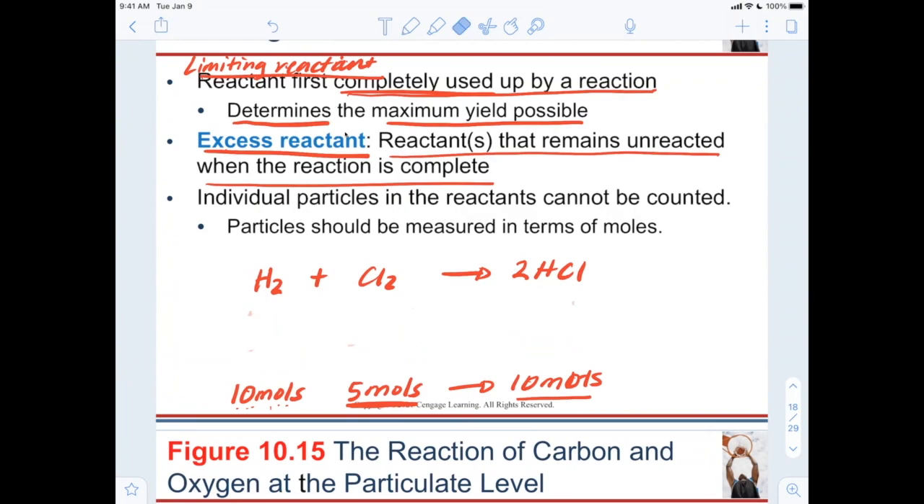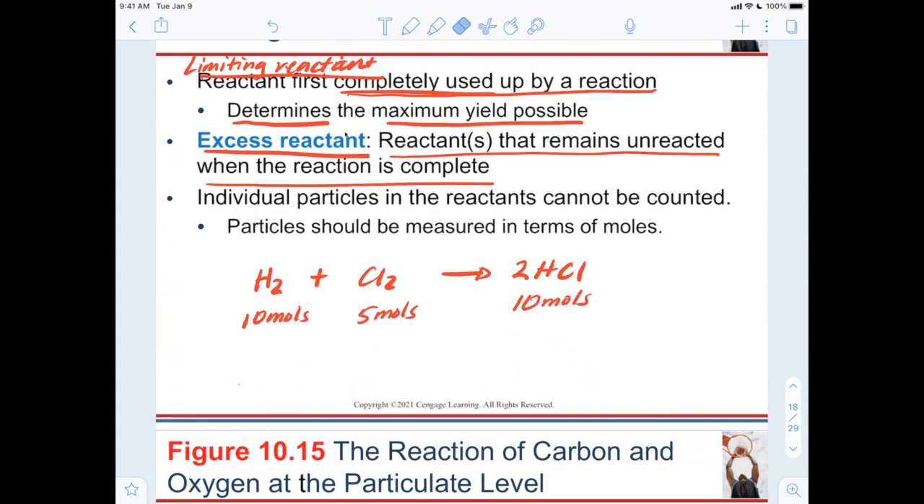So let me go ahead and show you how this works. I think one of the questions you guys had is similar to this. You have 10 moles here. You have 5 moles here. And then here we have 10 moles. Okay, so this is a scenario where I deliberately picked uneven amounts, non-stoichiometric amounts. This is our initial state, right? Initially, we have 10 moles of H2, 5 moles of Cl2, producing 10 moles of HCl.